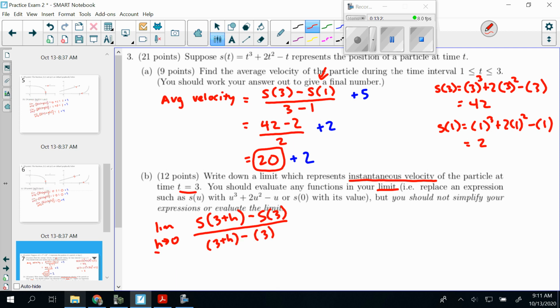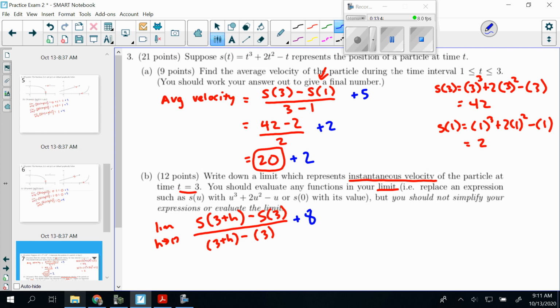So it's just instead of using 2 different times like 3 and 1, we're trying to say 3 and then 3 plus a little bit as that little bit goes to 0. So that's kind of the goal we were looking for there. Having that statement was 8 points.